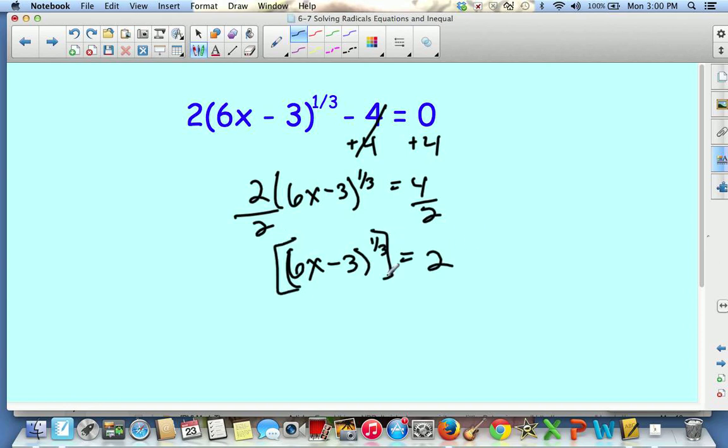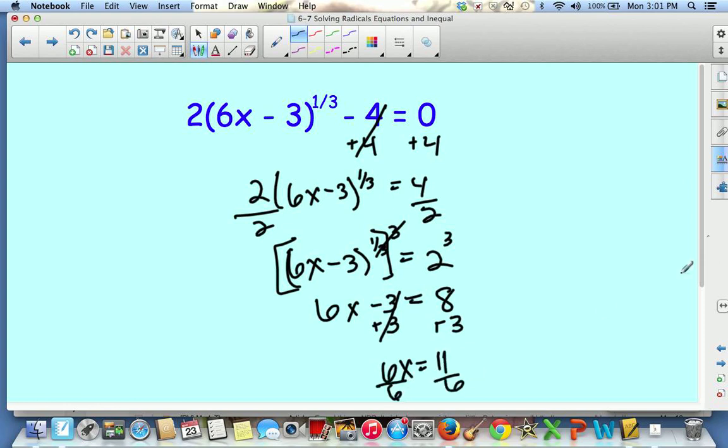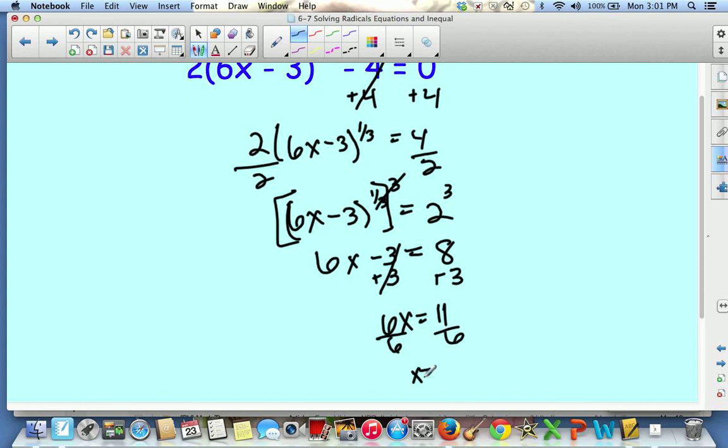So we want this to be a power of 1. So I'm going to take it to the 3rd power and take this guy to the 3rd power too. So these end up canceling out because they're 1 to the first power. 1/3 times 3 is 1. So we have 6x minus 3, so I'm going to add 3. We have 6x equals 11, divided by 6. X equals 11 over 6.